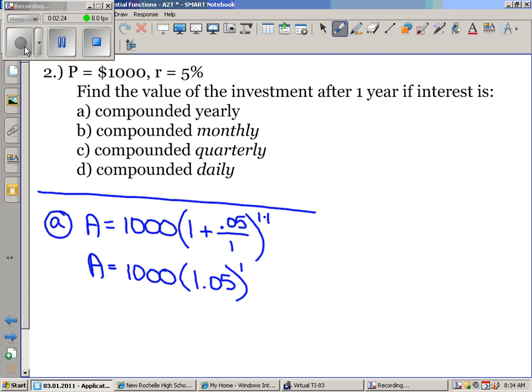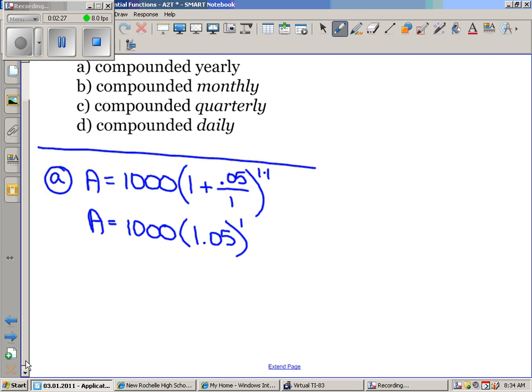And could somebody calculate that out for me? Let's see. It's going to be 5% more than 1,000, which is going to be like, what, 1,050. Yeah. 1,050. Let's try and do B. Take about a minute or 2.